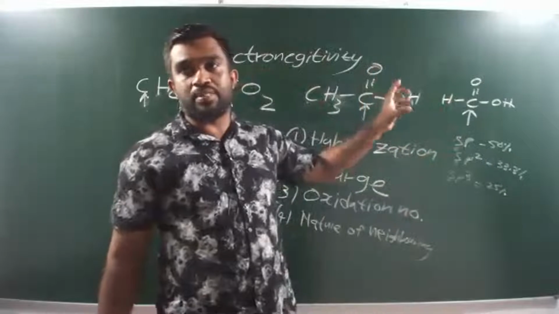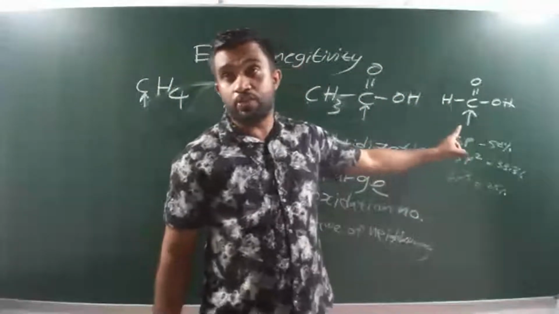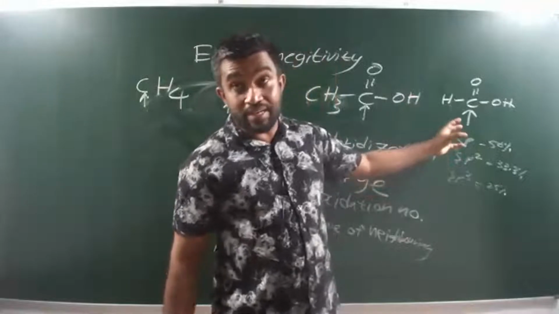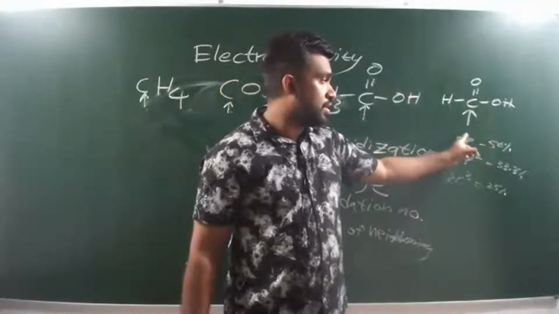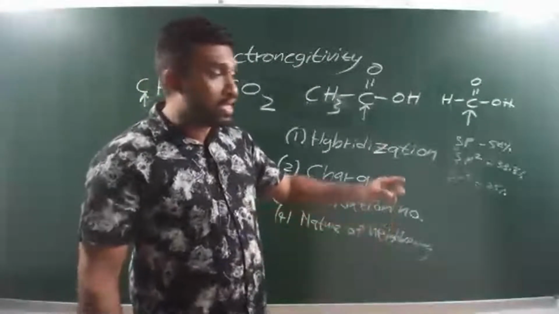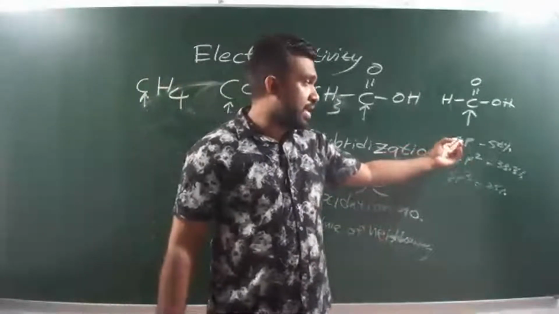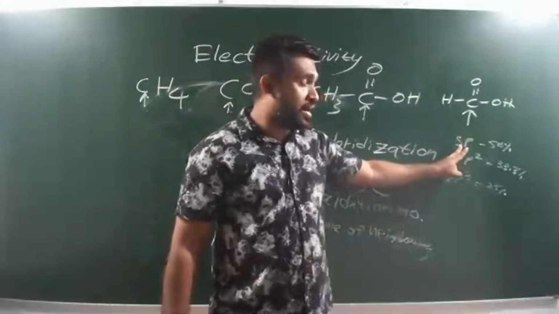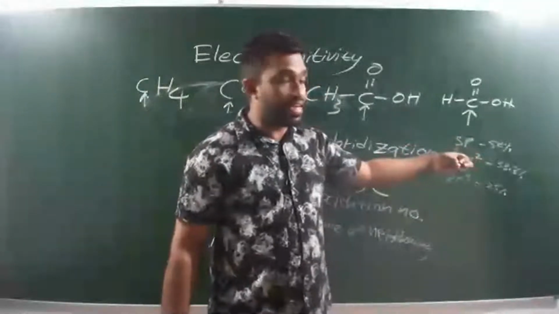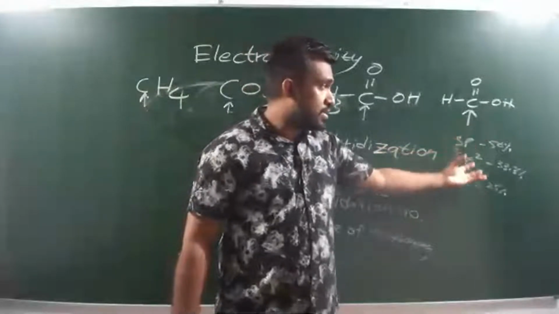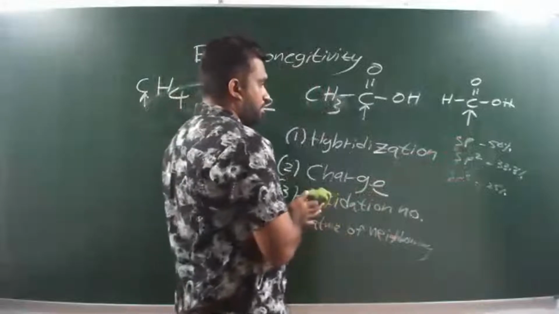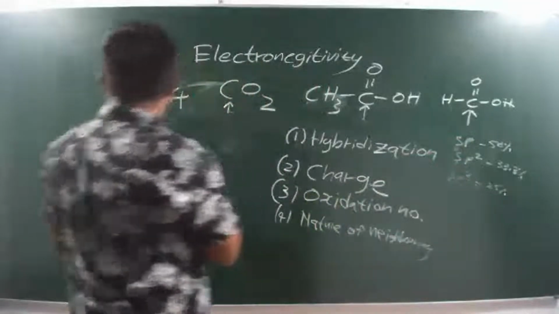When the s percentage in a hybridized orbital increases, the electronegativity will increase. Can you understand? මේ කියන්නේ මේ s orbital එකේ contribution එක වැඩි වෙන තරමට එයාගේ electronegativity එක වැඩි වෙනවා කියලා. Okay? Okay, right.